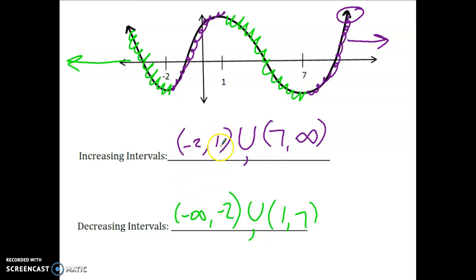I realize this one looks like a point and this one looks like a point. You're just going to have to work with the context of the question to know whether you're looking at the point (-2, 1), or whether you are looking at the interval from the x value of negative 2 to the x value of positive 1.